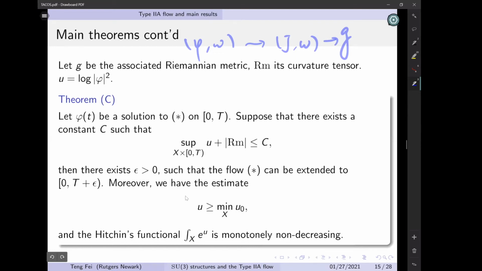And finally, there are some monotone quantities. We know in Hitchin's work, when he introduced his construction, it comes naturally with a functional called Hitchin's functional. And this Hitchin's functional in this case can be written as the integral of e to the u, so the integral of norm phi squared. And this quantity is monotonically non-decreasing along our flow. But our flow is not the gradient flow of the Hitchin functional.